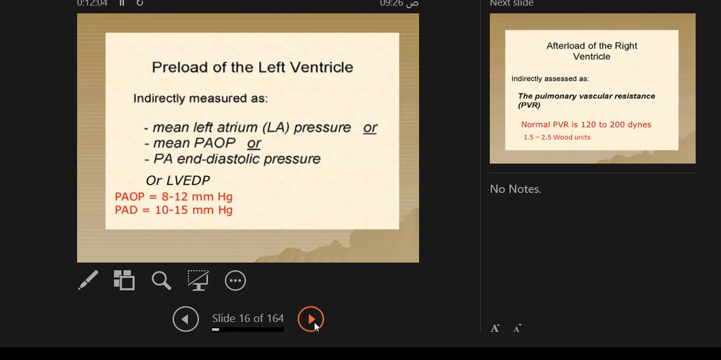Preload of the left ventricle is the mean left atrial pressure, or the mean pulmonary artery occlusive pressure, I will tell you what that is now, or pulmonary artery end diastolic pressure. All these are the filling pressures of the left ventricle, or preload of the left ventricle. And the pulmonary artery occlusive pressure is sort of like a wedge pressure. It is 8 to 12 millimeters mercury. The pulmonary artery diastolic pressure is 10 to 15 millimeters mercury, approximately, okay?